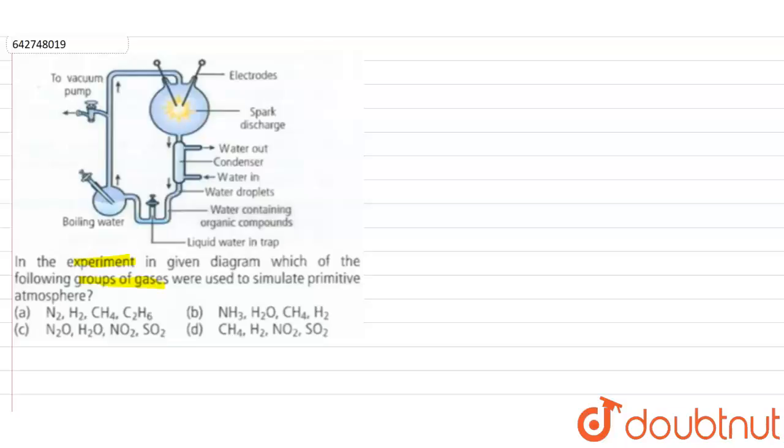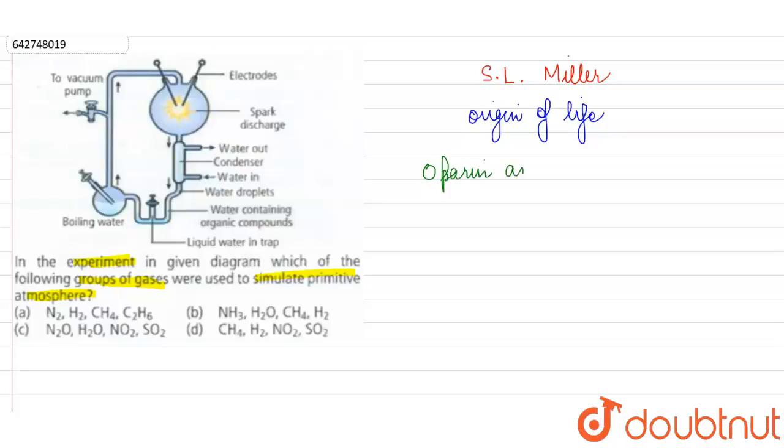In this question, they have given us a diagram of an experiment, and we have to select the correct group of gases which were used to simulate the primitive atmosphere during this experiment. Now, the diagram which is given to us is showing S.L. Miller's experiment, which was carried out in order to find out more about the origin of life, and it ended up verifying the theory given by Oparin and Haldane.